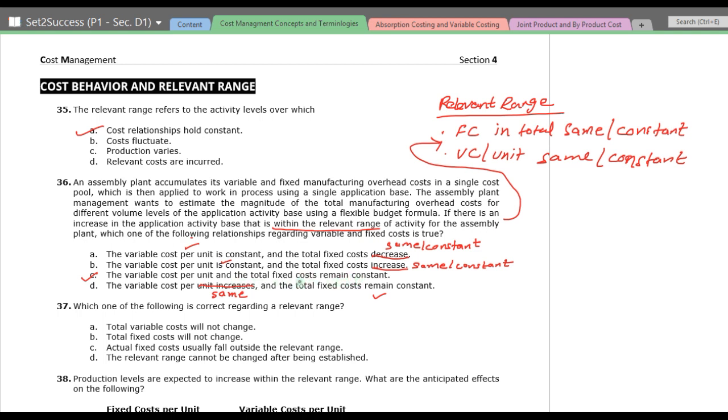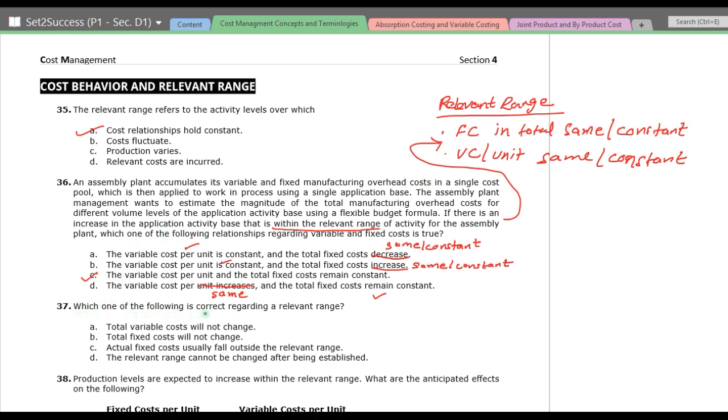So under the relevant range, what happens? The variable cost per unit and the total fixed cost remain constant. Under the relevant range, fixed cost in total is the same and constant, and variable cost per unit is the same and constant.